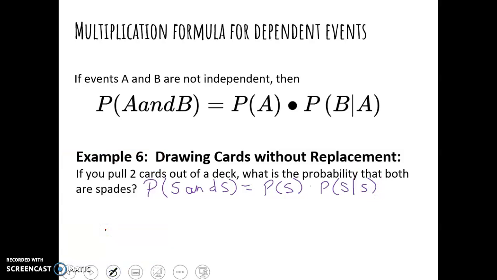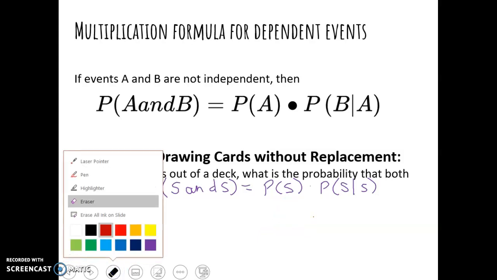So the probability that the first one is a spade is 12 out of 52. And the probability that the second one is a spade, and I'm sorry, going backwards, 12 out of 52 was wrong. That is wrong. So let me erase that.